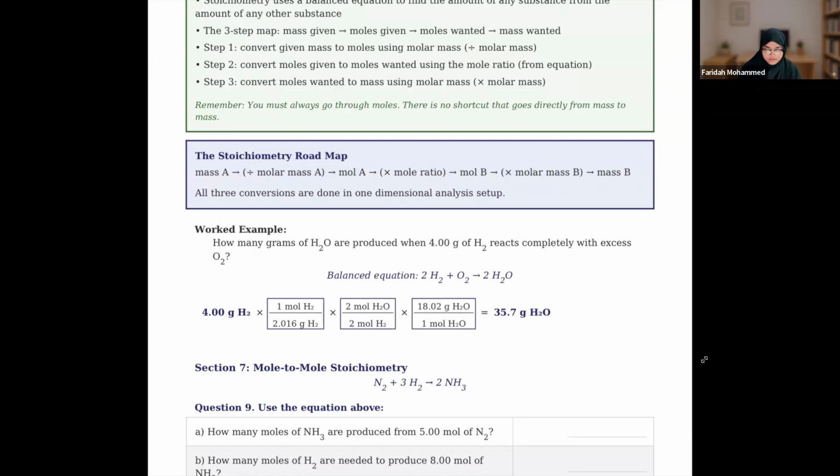the balance equation. Okay. Now, today we are going to combine what we have learned in day 1 and day 2 to do some stoichiometry. This is one of the most important things that you need to master before you go to your AP class.